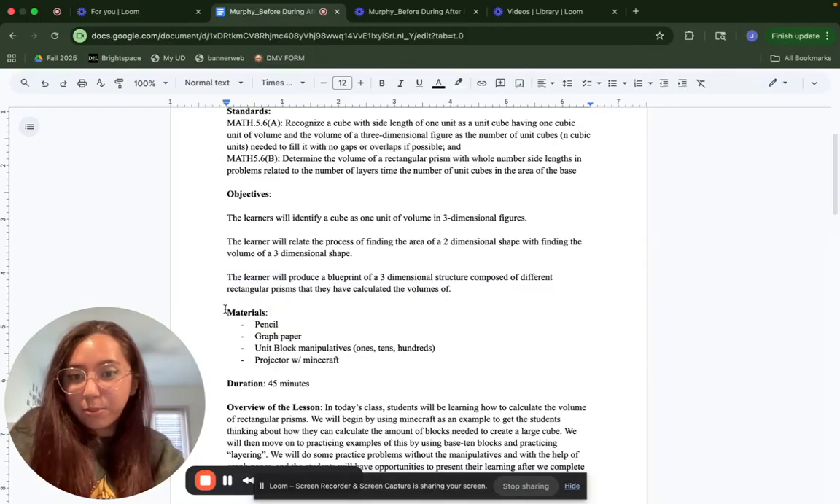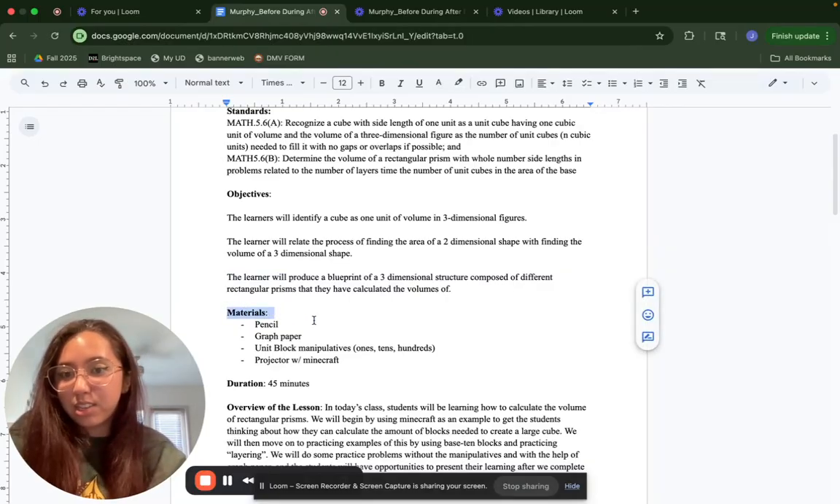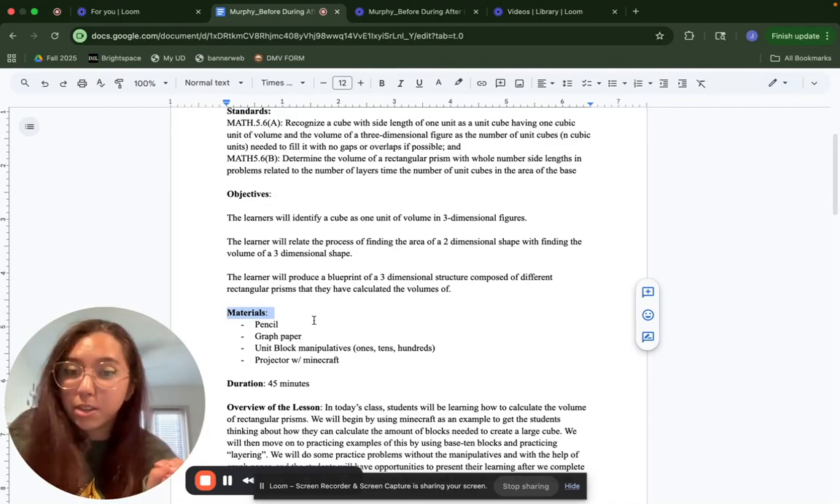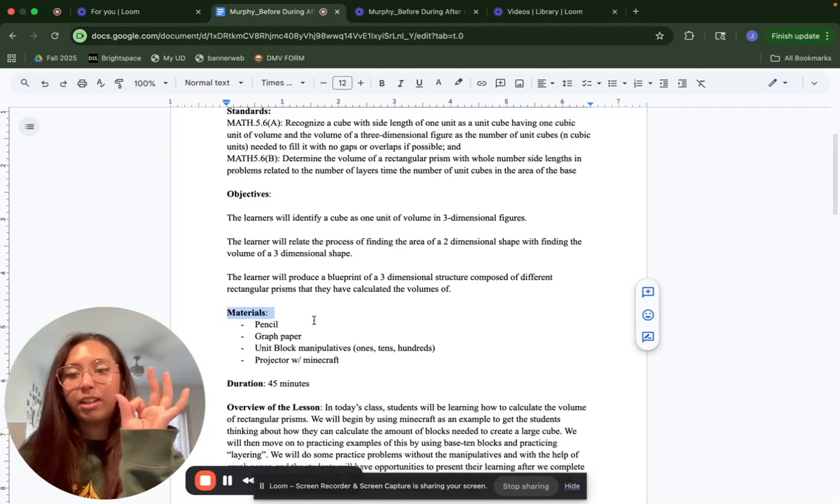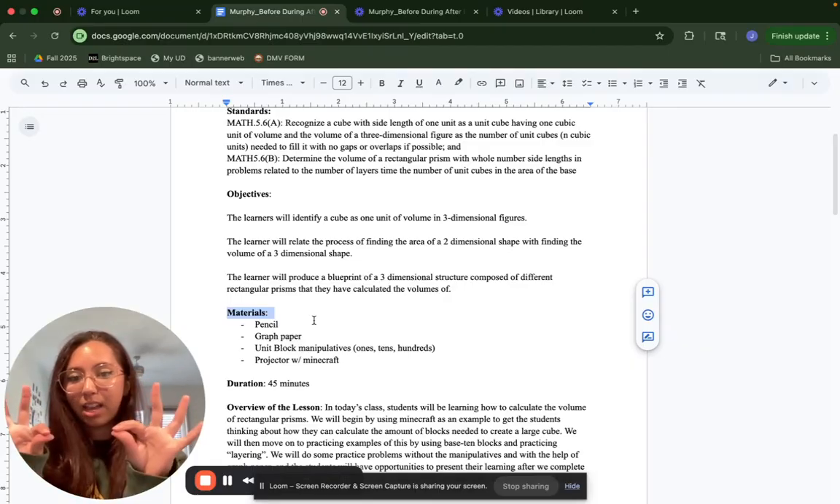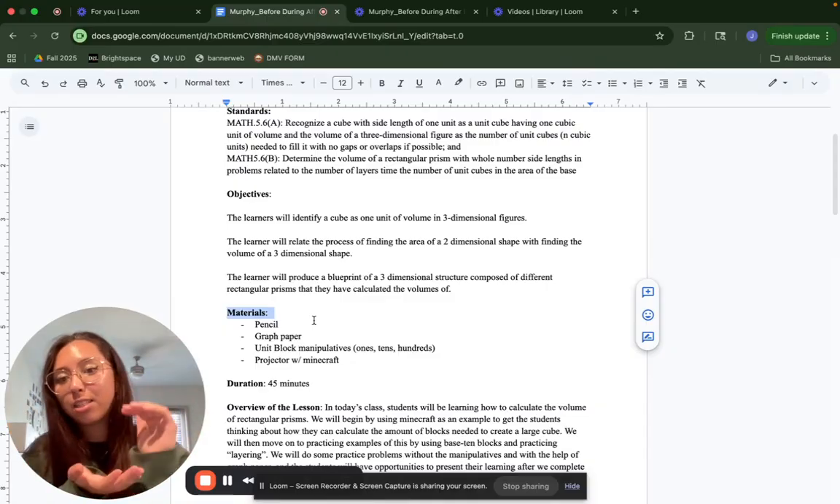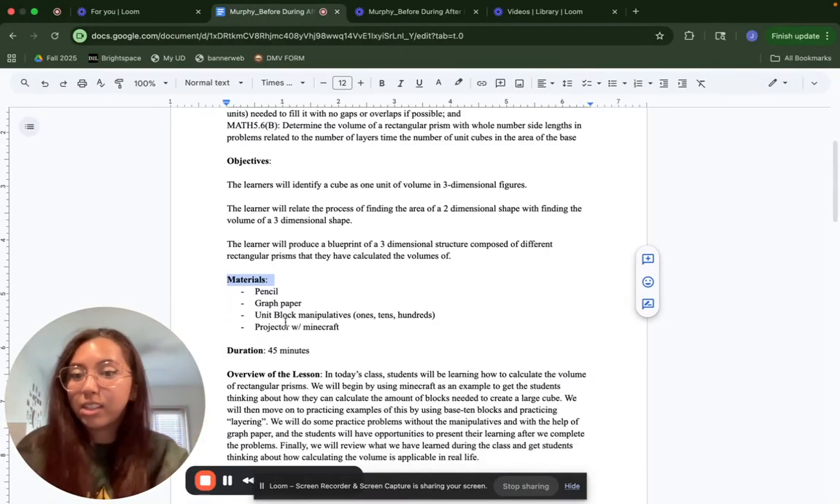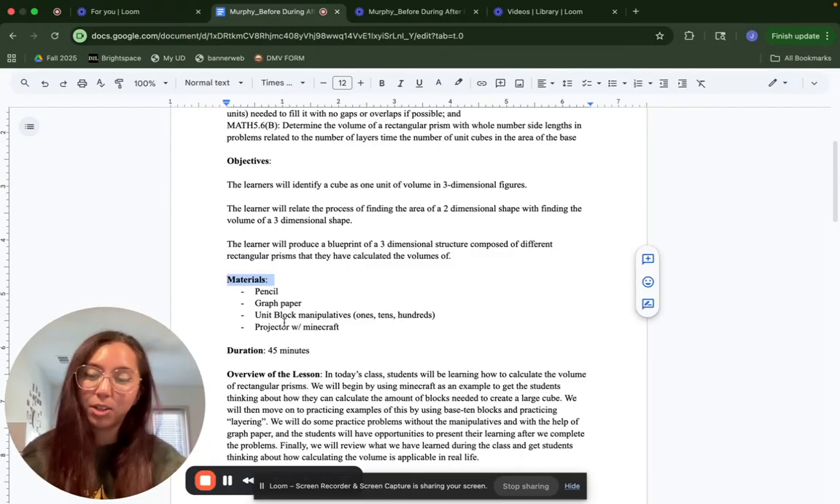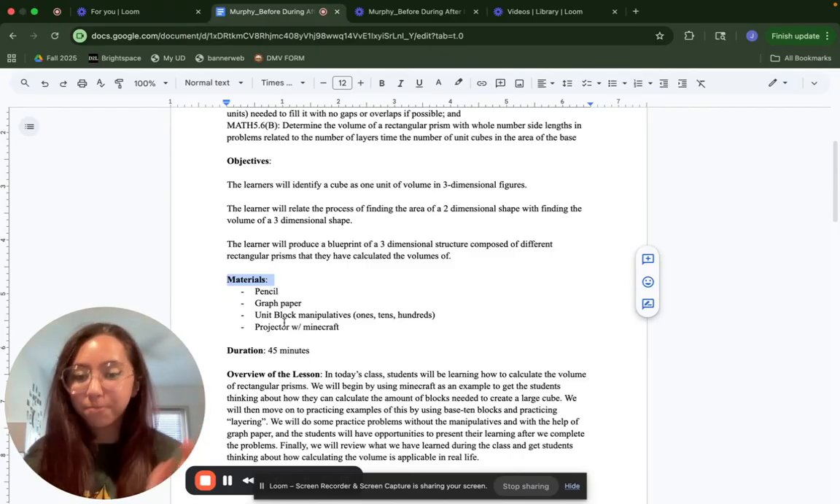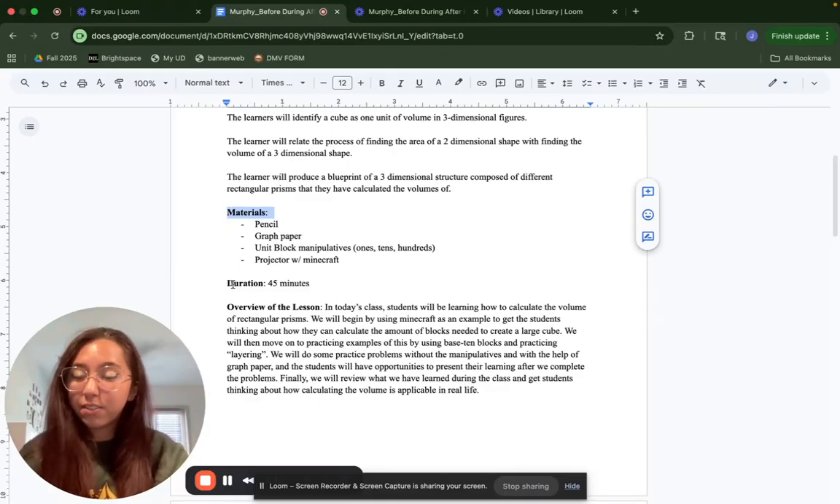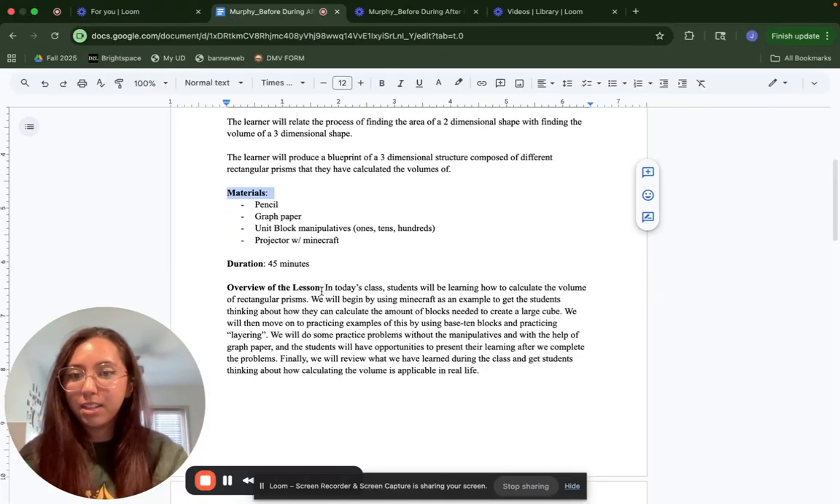So the materials that we are going to need for this lesson is just pencil and graph paper for the students to use, unit block manipulatives, so those are like the little ones cubes, the tens lines, the hundreds like square, and the thousands block. And then finally, there will be a projector in which I project Minecraft from my laptop or computer onto the screen for the students to see. The duration of the lesson is going to be about 45 minutes.